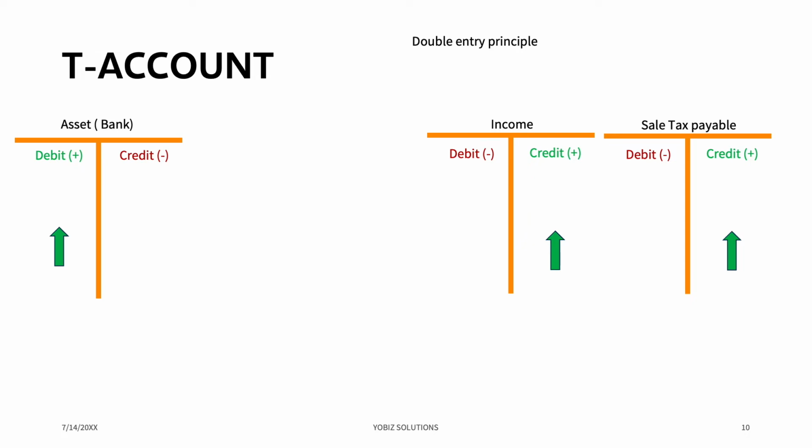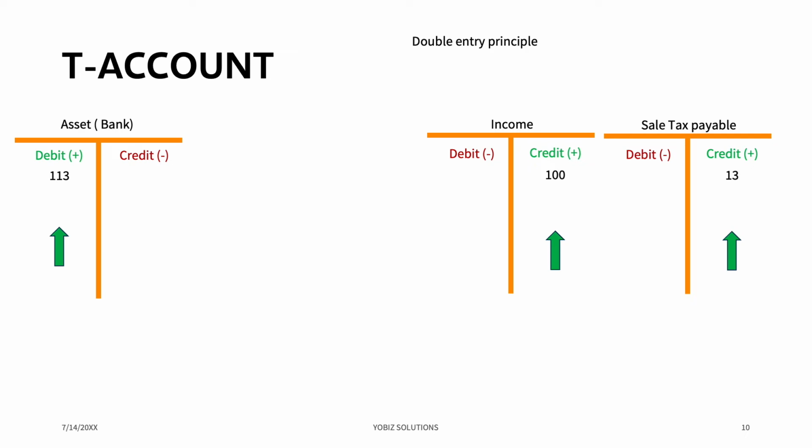Let's just say that you earned some income. You charged a customer for some service that you did. You charged the customer $113, where $100 was your charges of income, and the $13 is the tax that you collected on behalf of the government. That means on your bank side, you increase the value in the bank. It goes into the positive side, which is the debit.